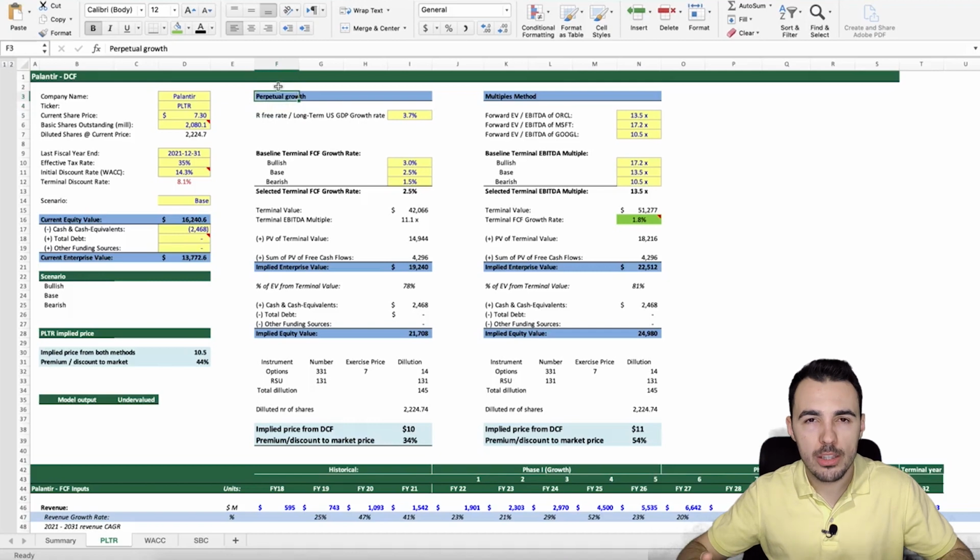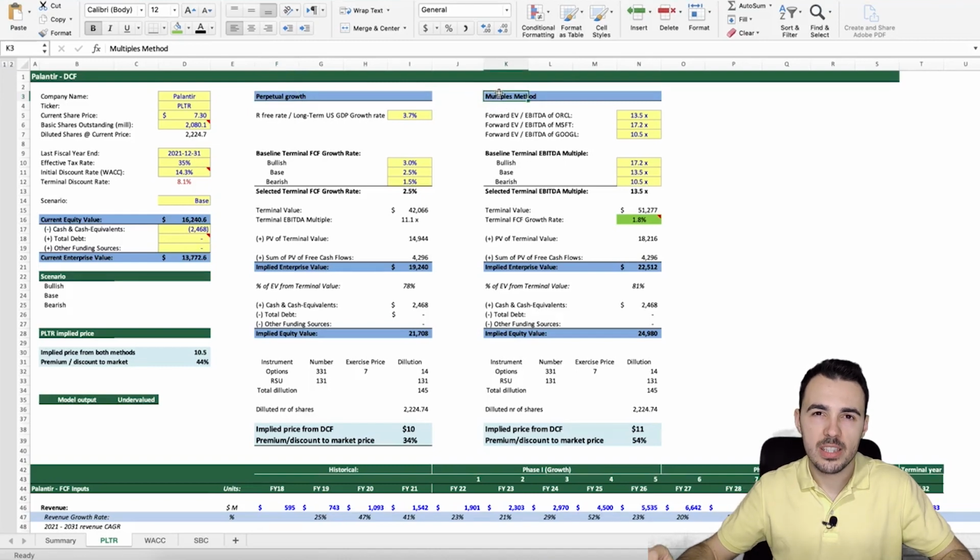Next up, I have used two methods in order to find the true intrinsic value. First one, the perpetual growth, is the most accurate method since it's only based on the free cash flows of the company. The other one is the multiples method, which takes into account multiples from other companies, but as we've seen recently, the multiples can decrease significantly during downturns.